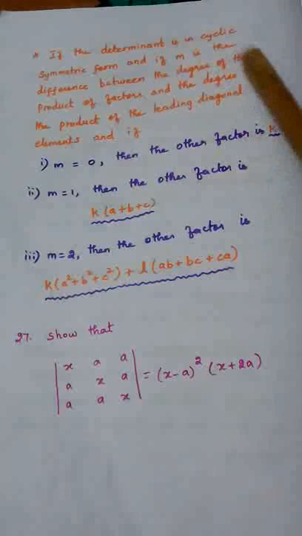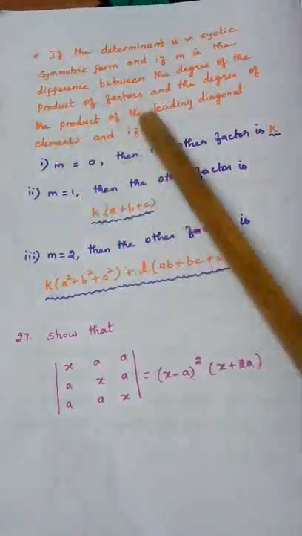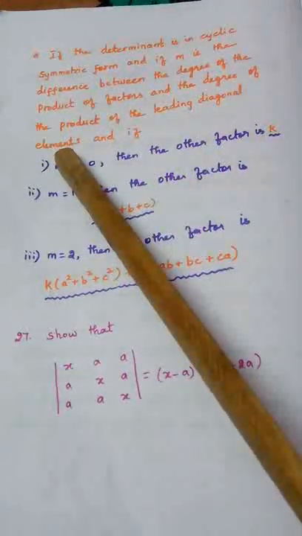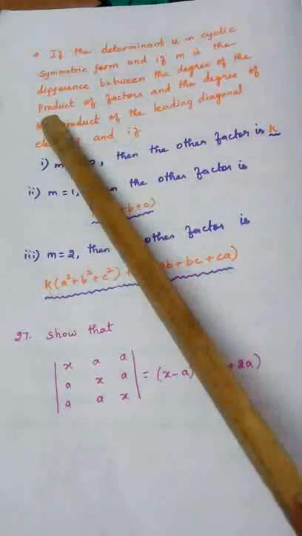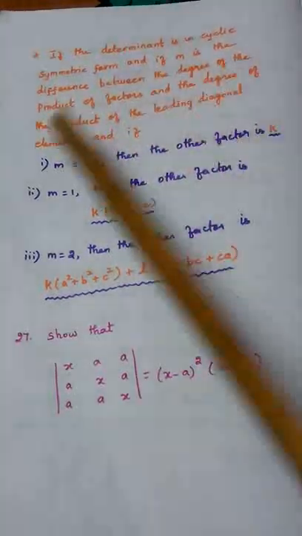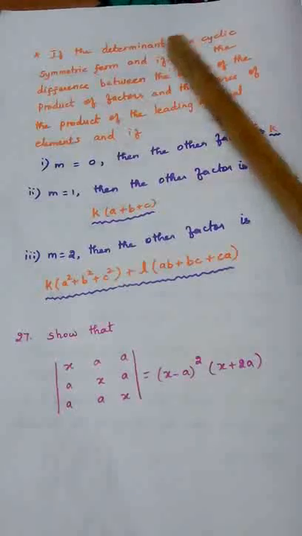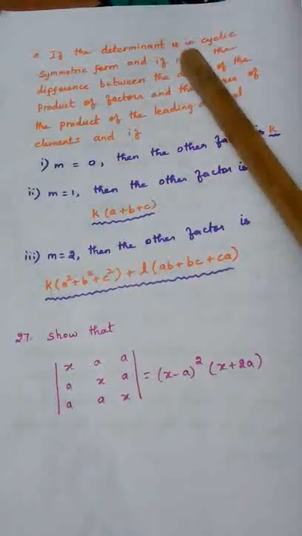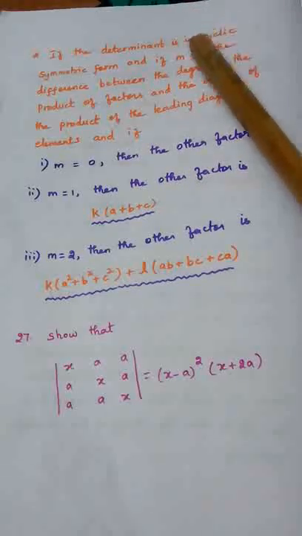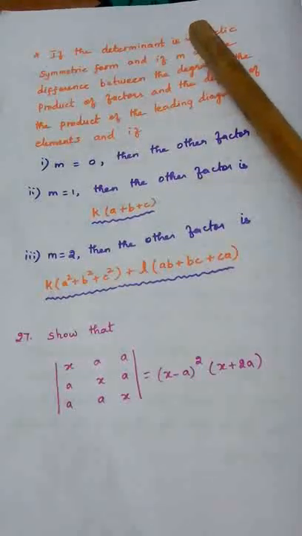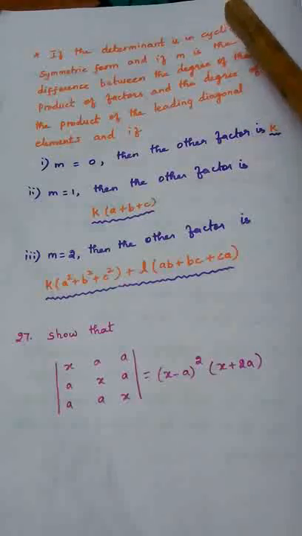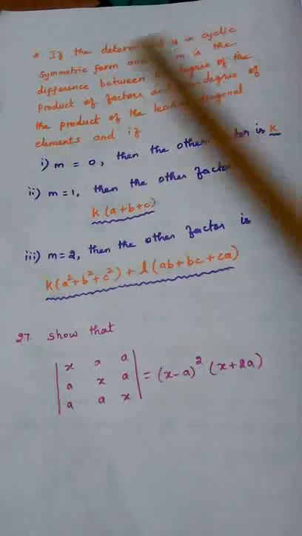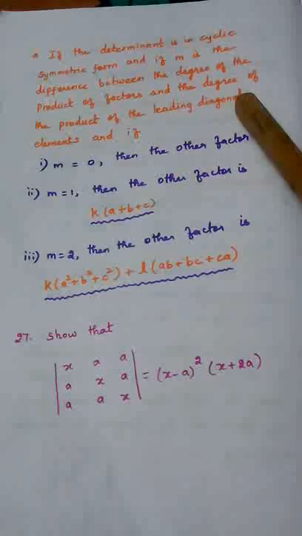Which two? The degree of the product and the degree of the product of leading diagonal elements. Or you can simply say the degree of the product and the degree of leading diagonal elements. The difference is called m. We will clearly see the meaning while doing the problems. Now you just think m is a number. What is m? It is the difference, the subtraction of two things: the degree of the product and the degree of leading diagonal elements.